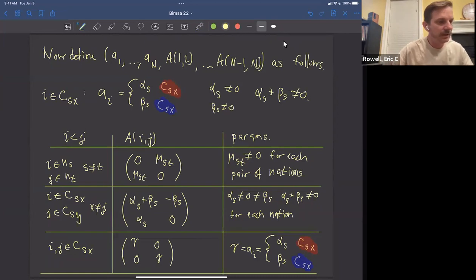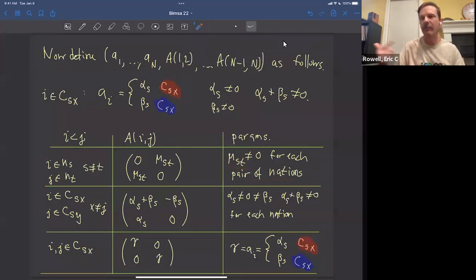So again, we're picking i less than j, as we may. If i and j are in distinct nations, then Aij has this form. So here, this is mu st. And so for each pair of nations, there's a new scalar, mu st, and I use it for that pair. But it's the same mu st. Notice it doesn't depend on i and j. It only depends on which nations i and j live in.